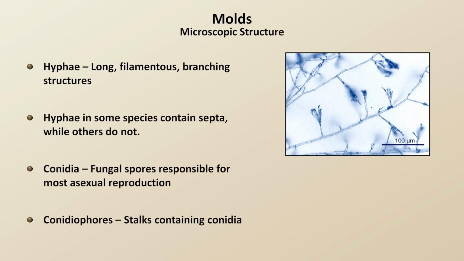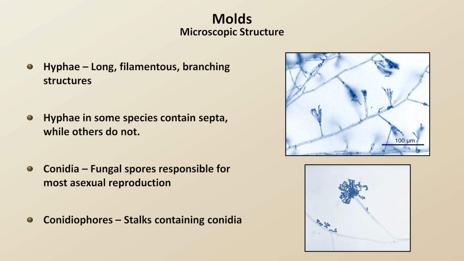A cluster of conidia is attached to the hyphae via a stalk called a conidiophore. Different species of mold can be largely identified by their specific morphology of these microscopic structures. For example, compare the upper mold to this one. Notice how the conidiophore-conidia complex looks completely different. That variation between species can be helpful in identifying these in the microlab.